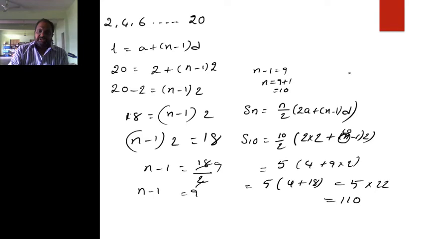In previous classes I explained about the product of 5. 22 into 5 means you divide by 2 and keep 0. 22 divided by 2 is 11, and keep 0, so 110.